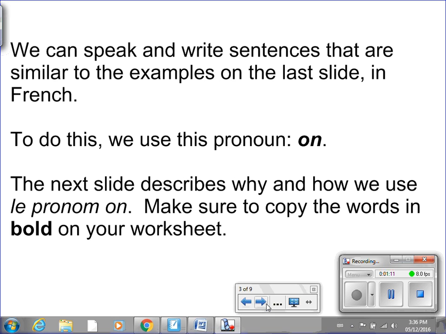We can speak and write sentences that are similar to the examples on the last slide in French. To do this, we use this pronoun, on. So on is a pronoun that's used to refer just to anybody, just to the average person. The next slide describes why and how we use le pronom on. So in tomorrow's class, I'm going to give you a worksheet that's going to have some blank spaces, and what you're going to do is use information on the next slide to copy the words in the blank spaces on the worksheet.